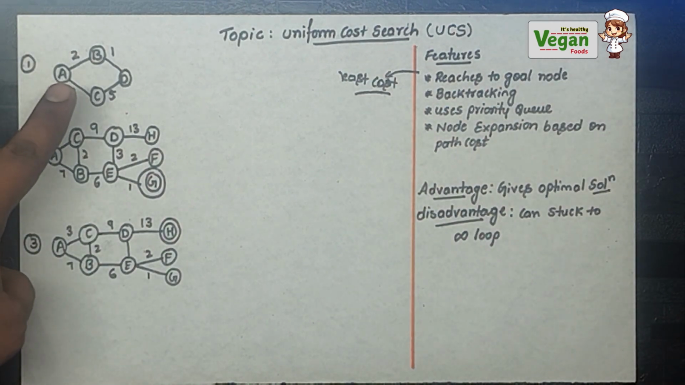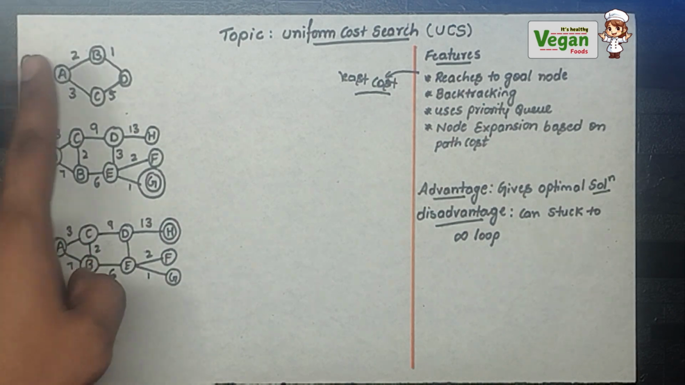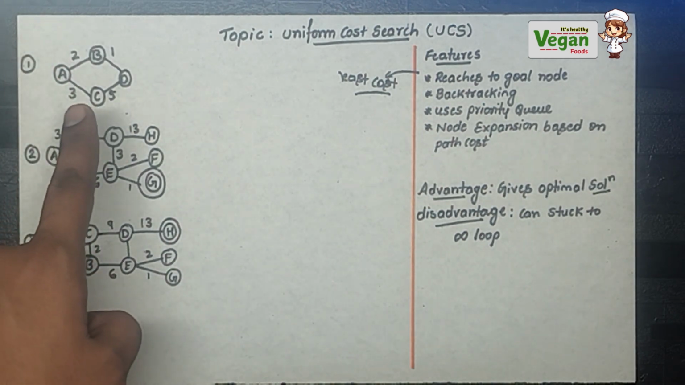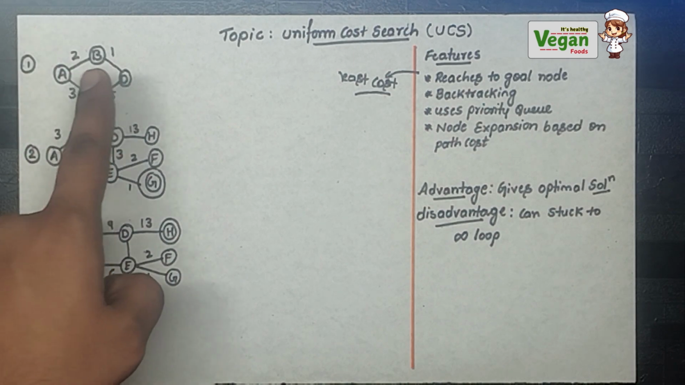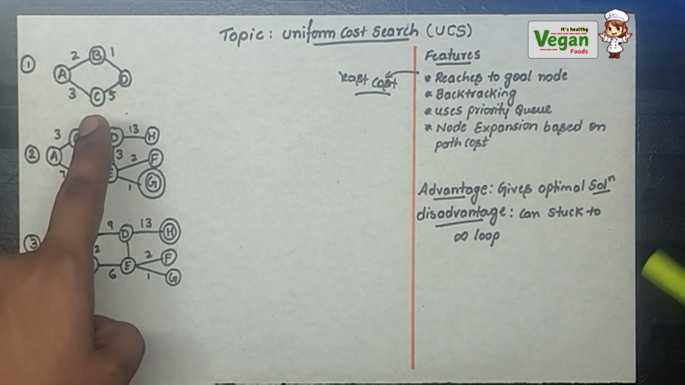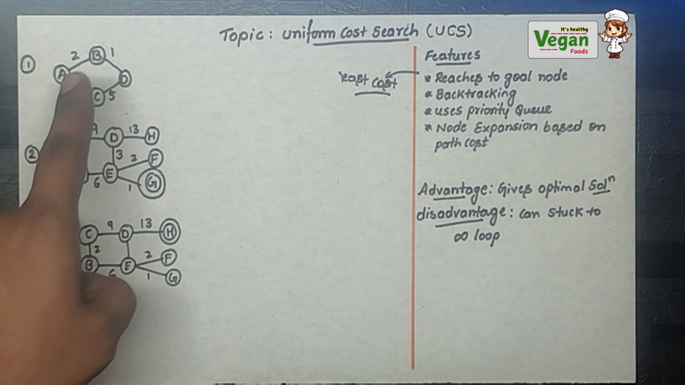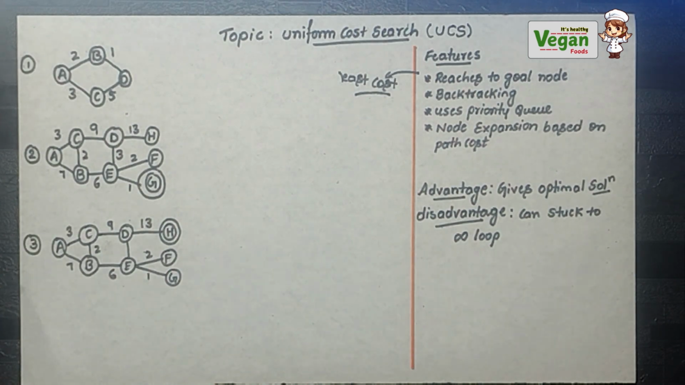If you look at node A, from A we can go to B and we can go to C. If we go from A to C, it costs 3. From A to B, it costs 2. If I go from A to C, I will realize that it is more costly, so I can backtrack to A, and from A I can go to B again. This is called backtracking, and it uses a priority queue.